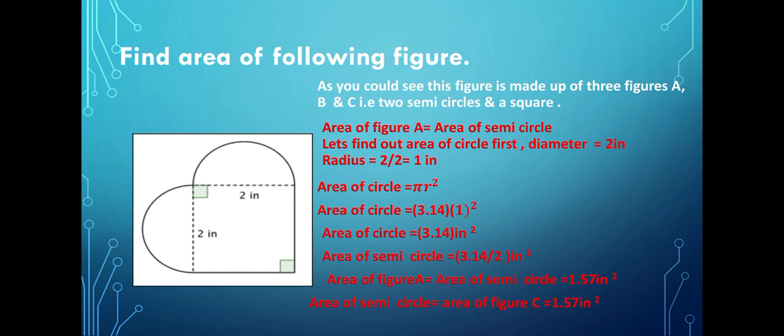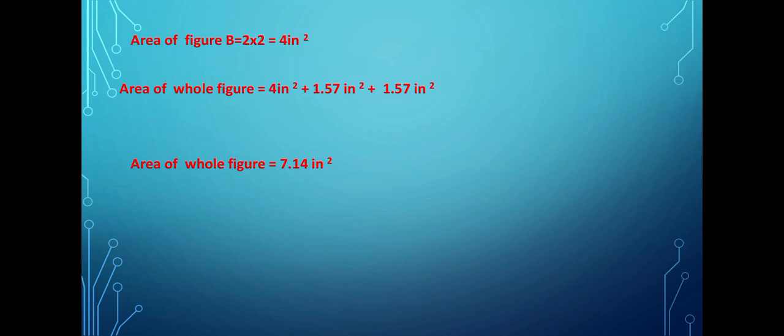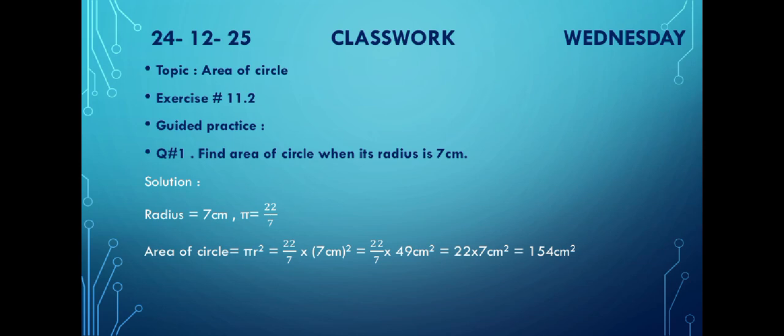which is 1.57 inch square for the area of semicircle figure A, and the area of semicircle figure C is equal to 1.57 inch square, and area of figure B is equal to 2 multiplied by 2, which is equal to 4 inch square. Area of the full figure, you have to add them all: 4 inch square plus 1.57 inch square plus 1.57 inch square. So area of the full figure is 7.14 inch square.